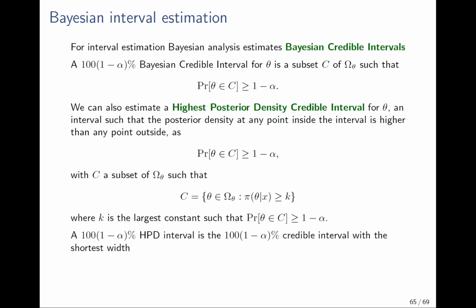You'll also sometimes see talk of highest posterior density credible intervals. Essentially, this is just the shortest interval on a posterior density that we can find for some given confidence level.